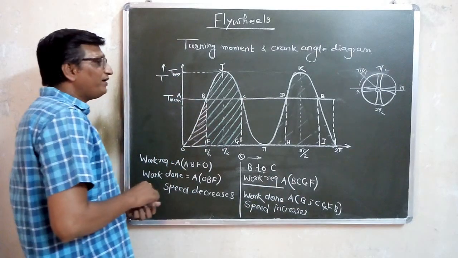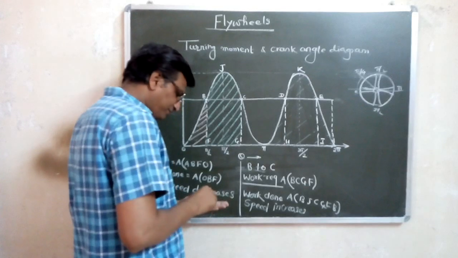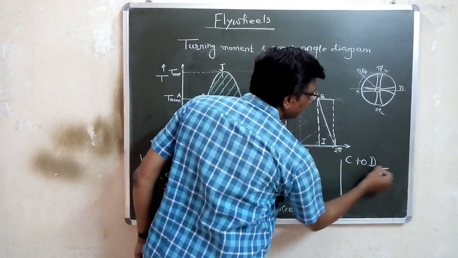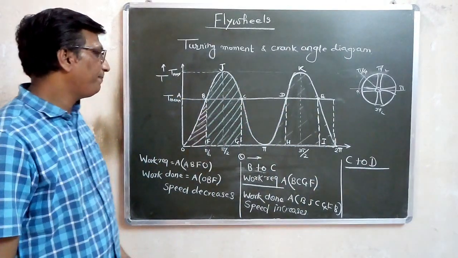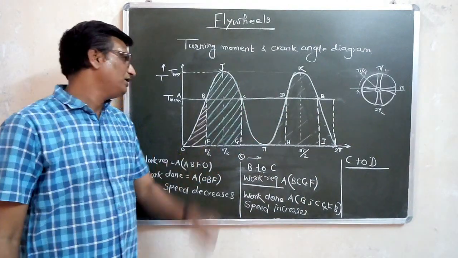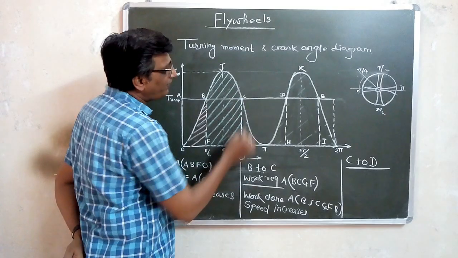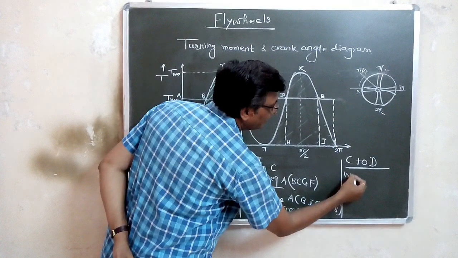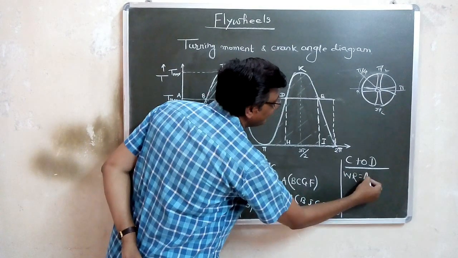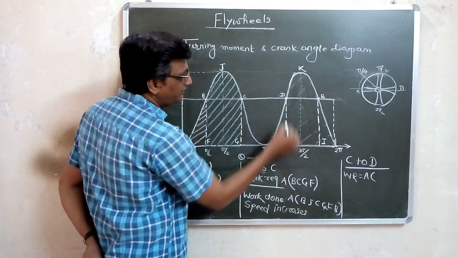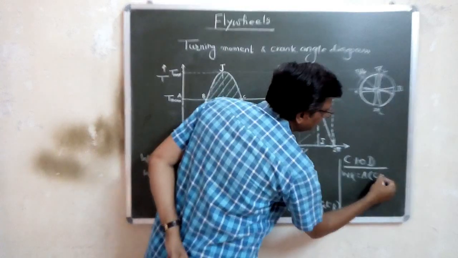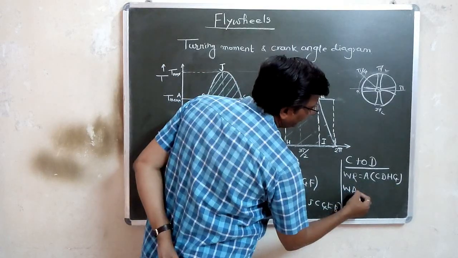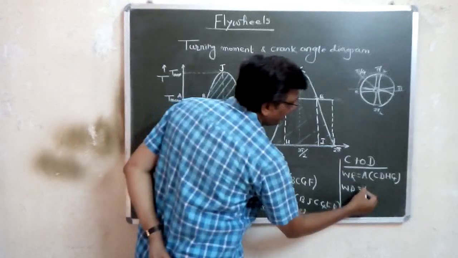Okay. Now if I go from C to D, what will happen? So C to D, let us say. When you go from C to D, what happens? You see, work required is C, D, H, G. Work required, I will write short form, work required is area C, D, H, G. And what is work produced or work developed? That is the area under the curve.